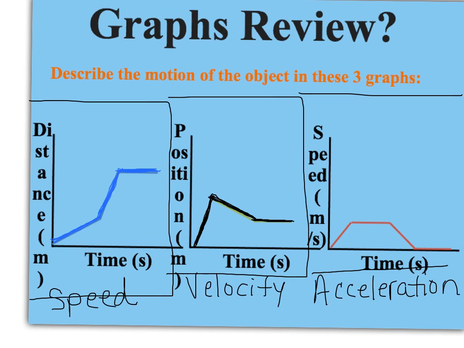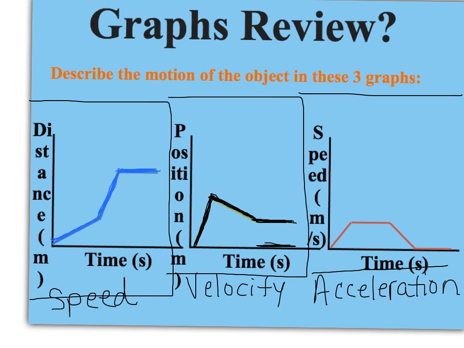The object did not make it all the way back to the reference point down here. It stopped just short of the reference point. So it walked fast away from the reference point, more slowly back towards the reference point, and then stopped before it got all the way back to where it started from.